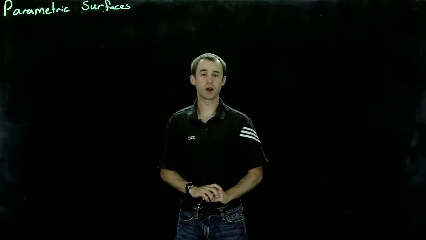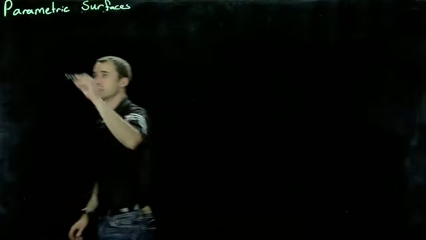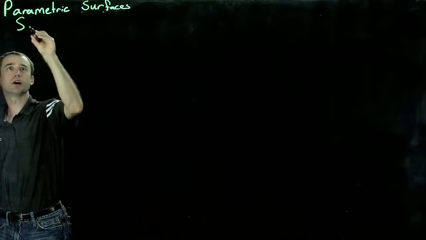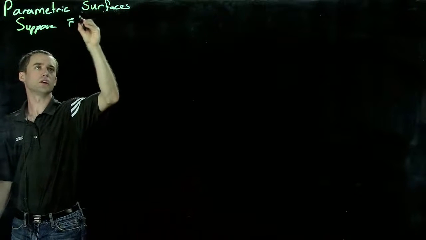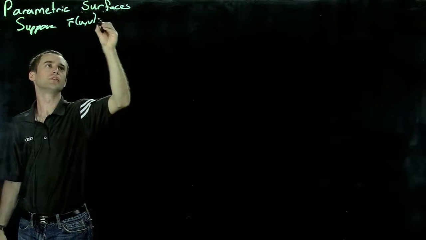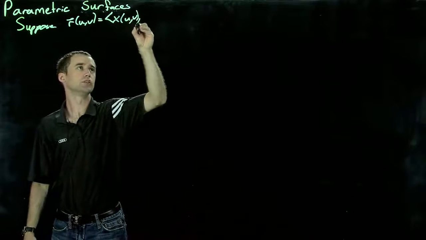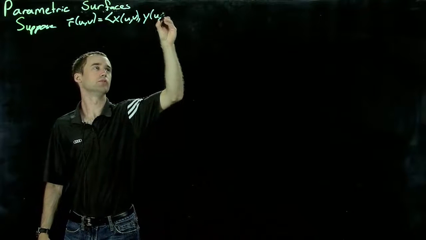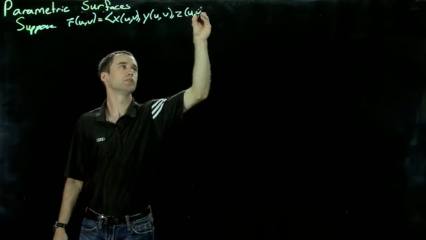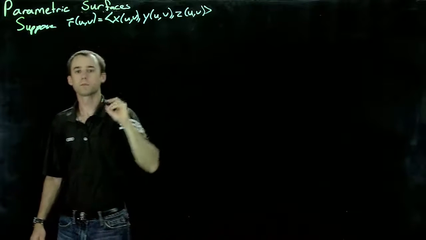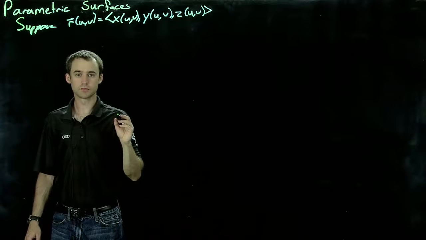Now let's revisit the problem of finding tangent planes for a given surface at a given point. Suppose our surface was given by r of u, v is equal to x of u, v, comma, y of u, v, comma, z of u, v. Now we'd like to find two tangent vectors.